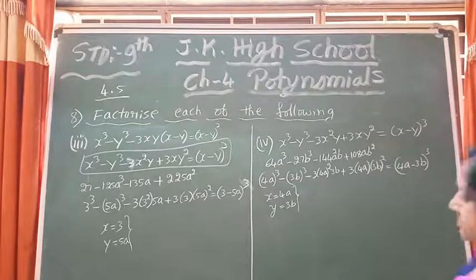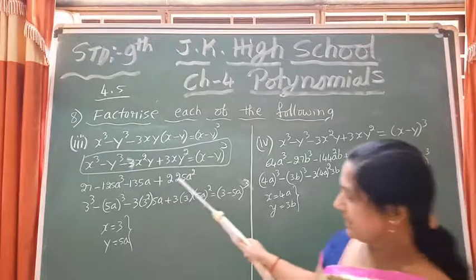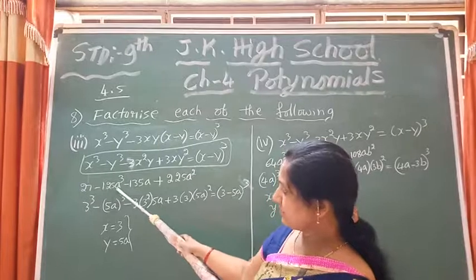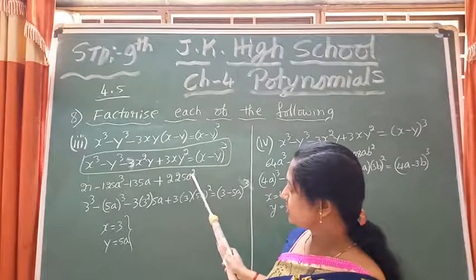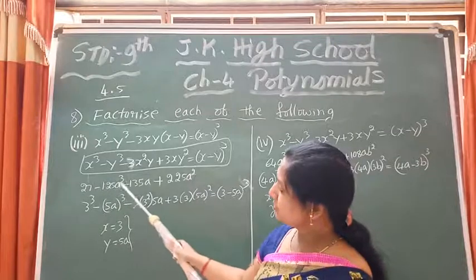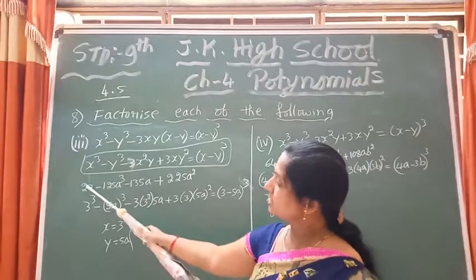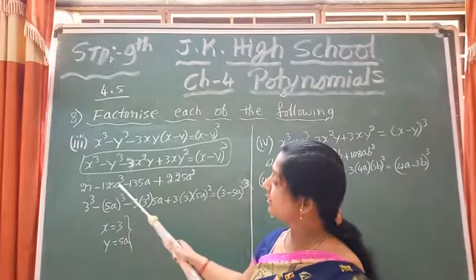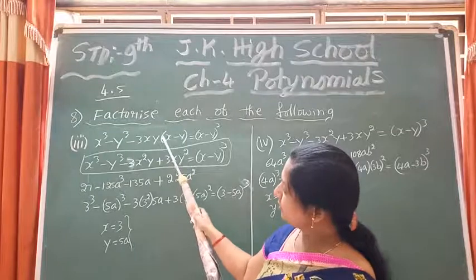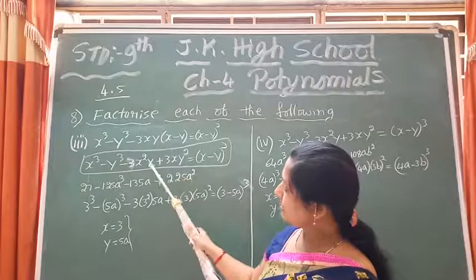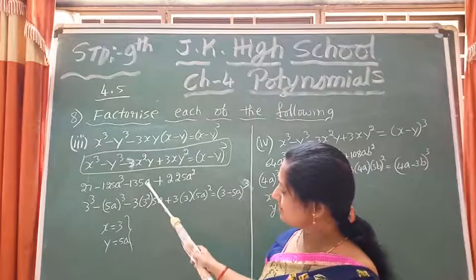Children, third question. The third question is in this manner: 27 minus 125a cube minus 135a plus 225a square. When you observe, these two signs are there and the cube form, this also you can write in cubic form. This also cube is there, which means according to this identity you will come to know. Then you write this identity and multiply; according to this question, this type it is.